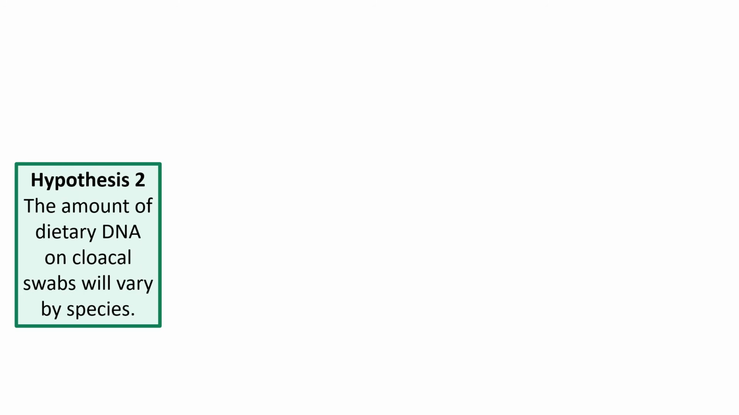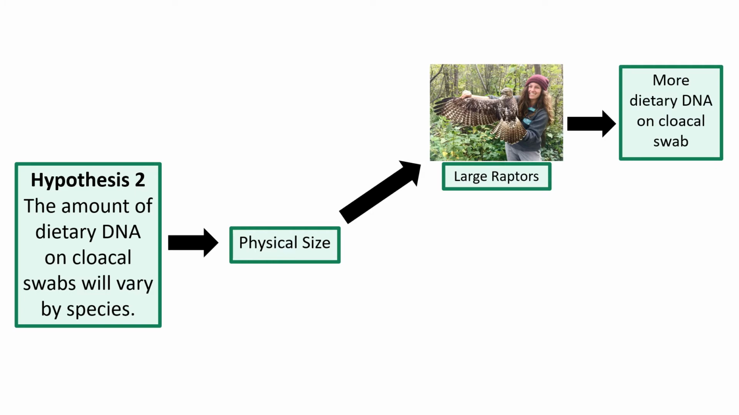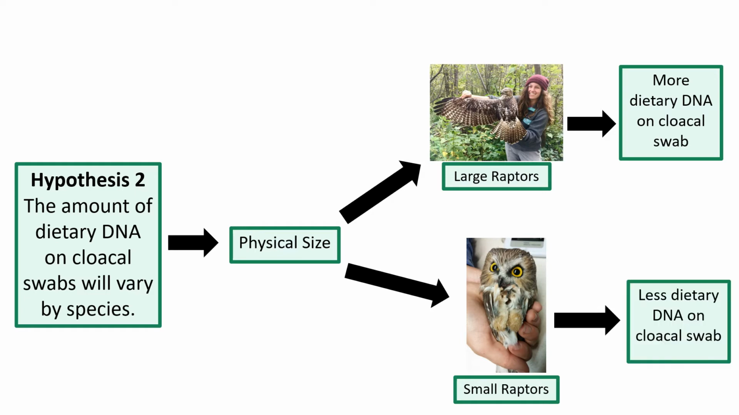For my second hypothesis, I thought of two possible ways that raptor species would differ from one another in the amount of dietary DNA detected on their cloacal swabs. So, raptor species differ quite dramatically in their physical size, and I thought that large raptor species, like red-tailed hawks, would have more dietary DNA on the cloacal swabs because they have larger cloacas and I'd be able to obtain more fecal material. And then I thought that smaller raptors, like this northern saw-whet owl, would have less dietary DNA on their cloacal swabs because they have smaller cloacas, and I thought I wouldn't be able to get as much dietary DNA from those feces.